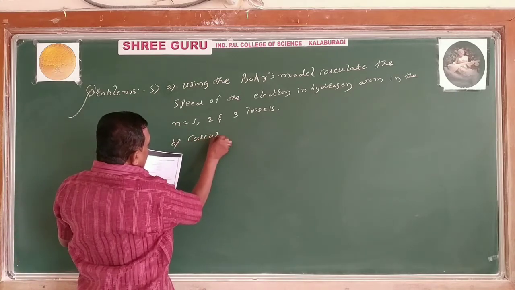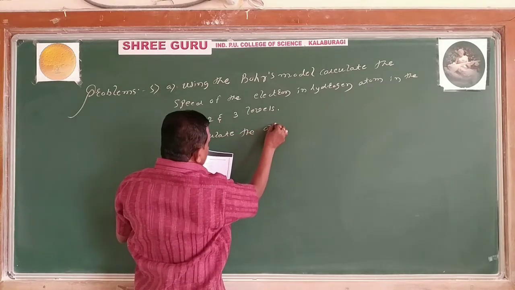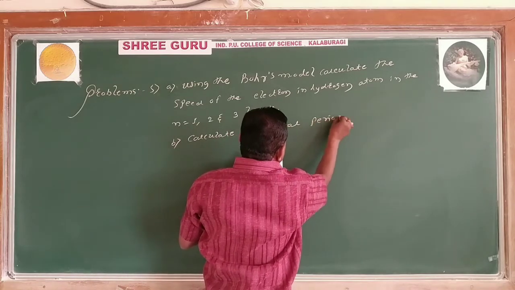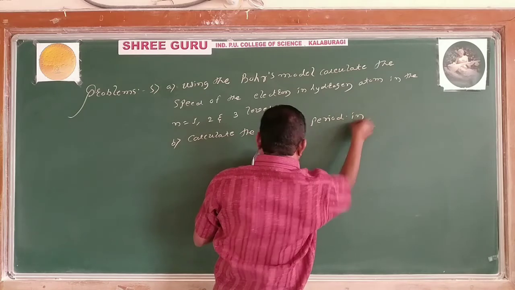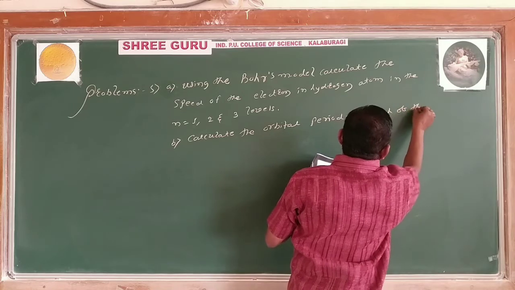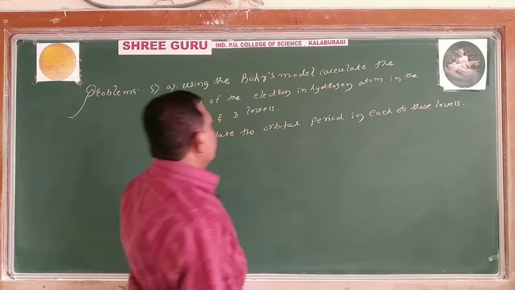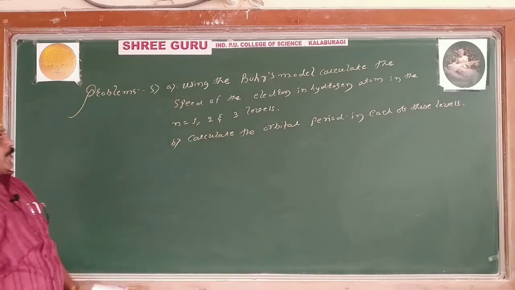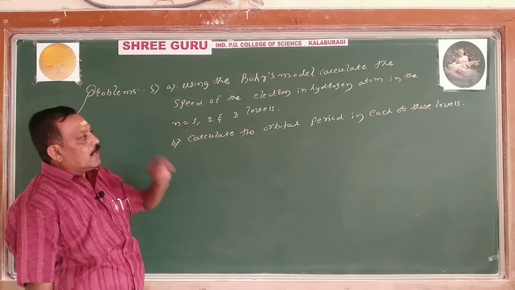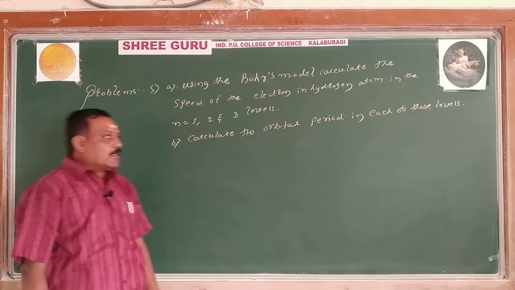Calculate the orbital period in each of these levels. So what we have to calculate? The speed of the electron in n equals to 1, 2 and 3, and also calculate the period of these levels, the time period.